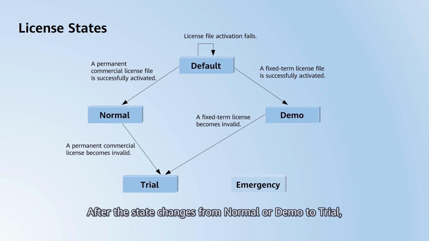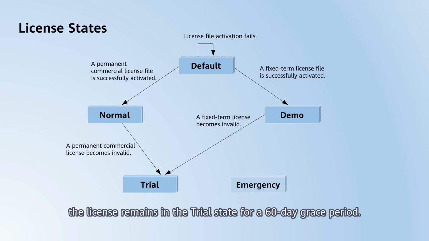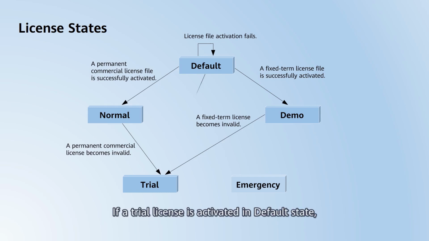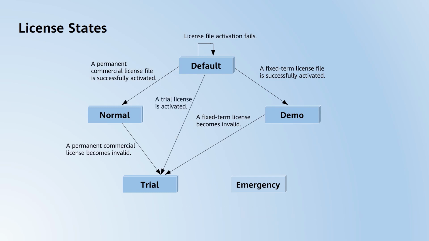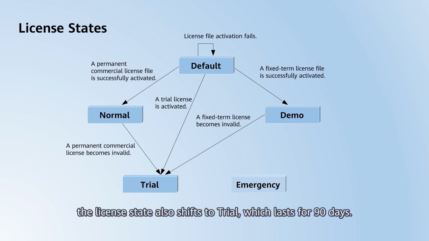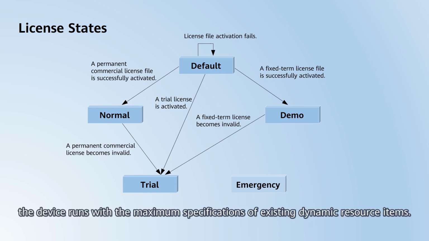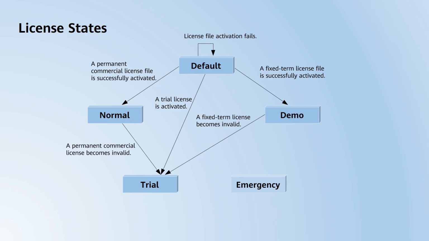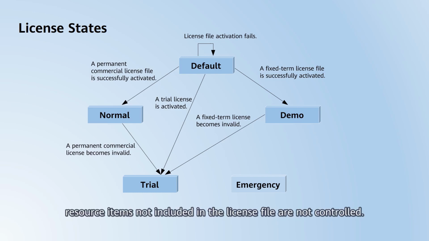After the state changes from normal or demo to trial, the license remains in the trial state for a 60-day grace period. If a trial license is activated in default state, the license state also shifts to trial, which lasts for 90 days. Huawei licenses also have an emergency state, which can be considered as a temporary state when license control items are not under restriction. In this state, the device runs with the maximum specifications of existing dynamic resource items. For some earlier versions, resource items not included in the license file are not controlled.